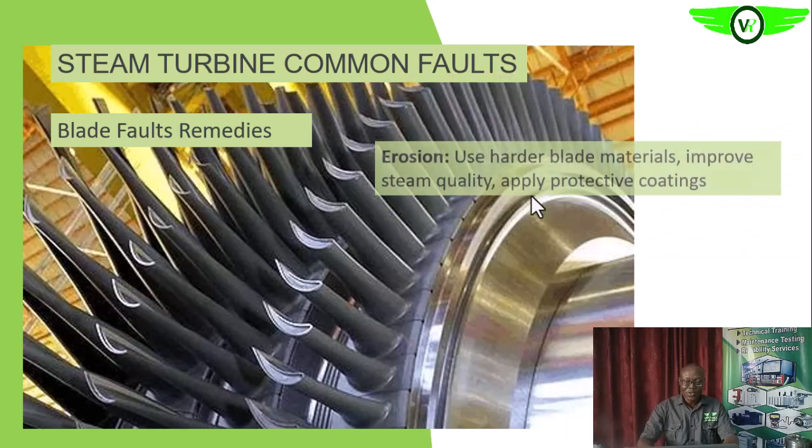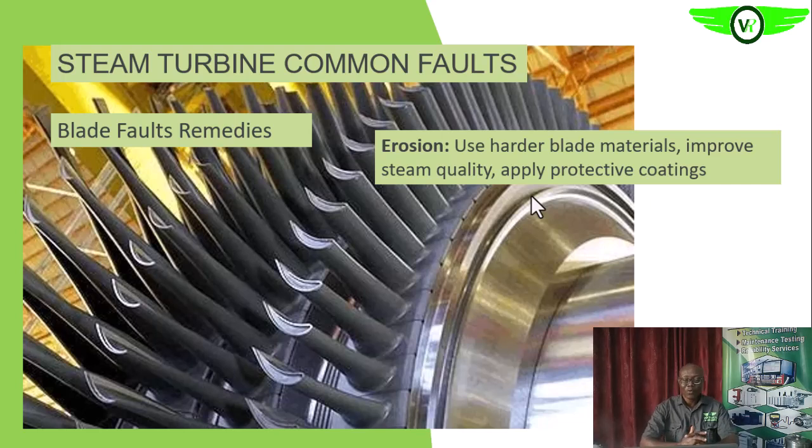So what are the remedies? One, erosion. We already know what erosion is: the steady wearing away of the surfaces of the blade material. So when we use the appropriate blade, or the blade that is made with the appropriate material that will be able to withstand the operating conditions that the steam turbine will be subjected to, that will help us a great deal to remedy this effect of erosion on the blade.